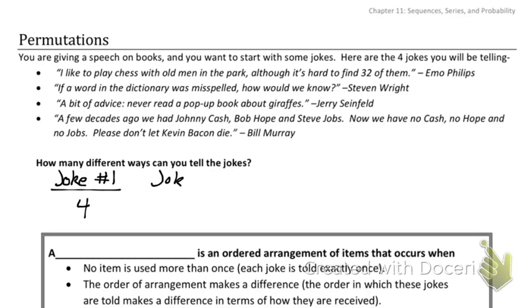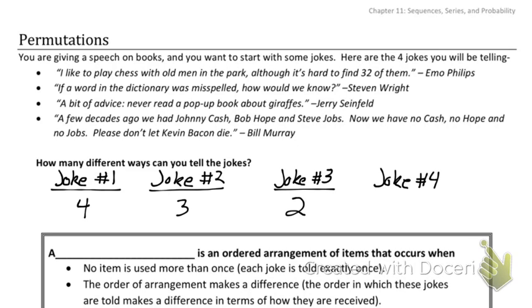So I told joke number 1, and now I'm telling joke number 2. Although I don't know which joke I picked, how many jokes do I have left for joke number 2? 3. I have 3 left. And now if I tell my 3rd joke, following that sequence, I only have 2 jokes left. And finally, my joke number 4, I'm down to my last joke.